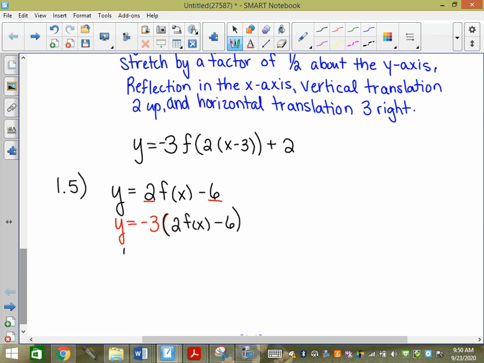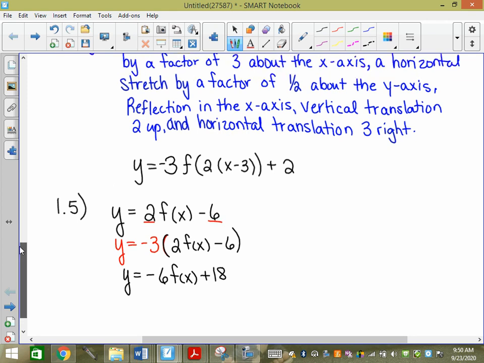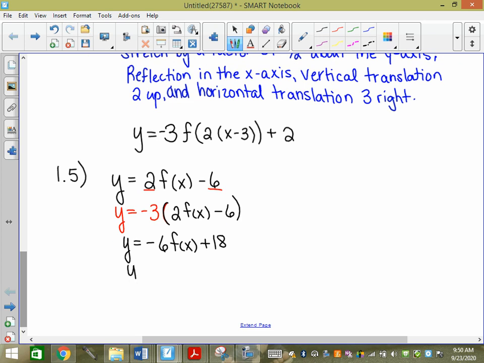So you would get -6 f of x times 8 plus 18, right? I also need to apply my horizontal stretches in there, which I did not do, which was a half. So I would also get y equals -6 f 2x plus 18. So now I've applied all my stretches. We agree? Yes?